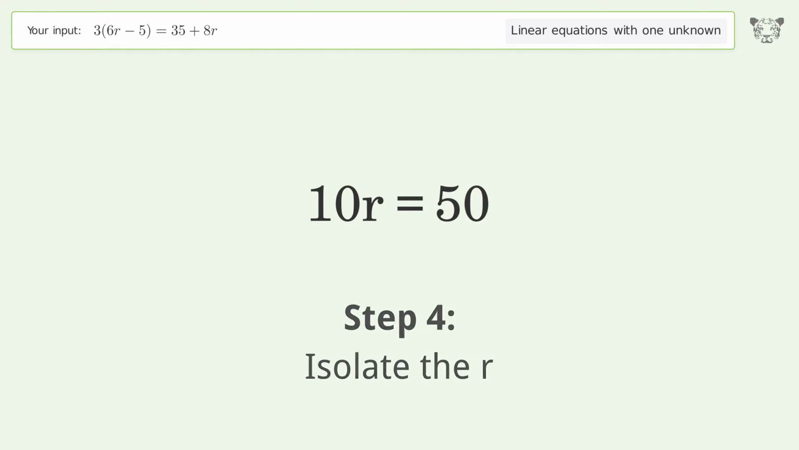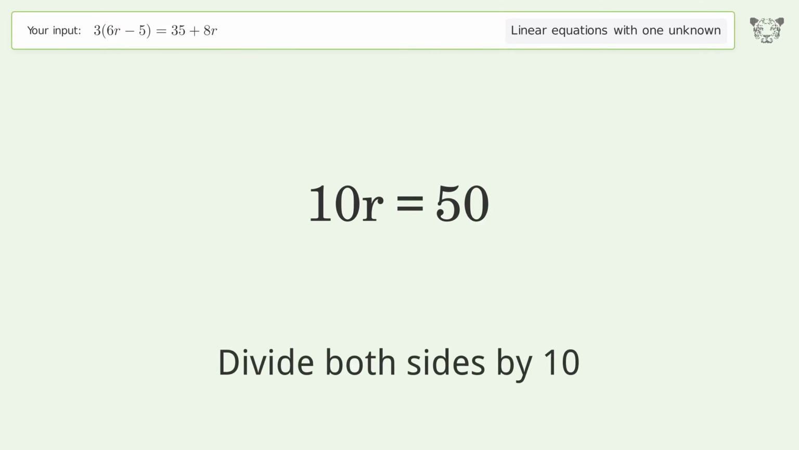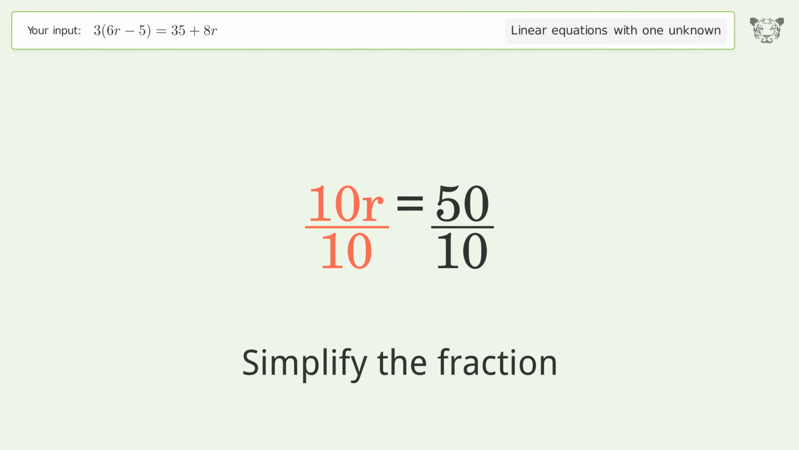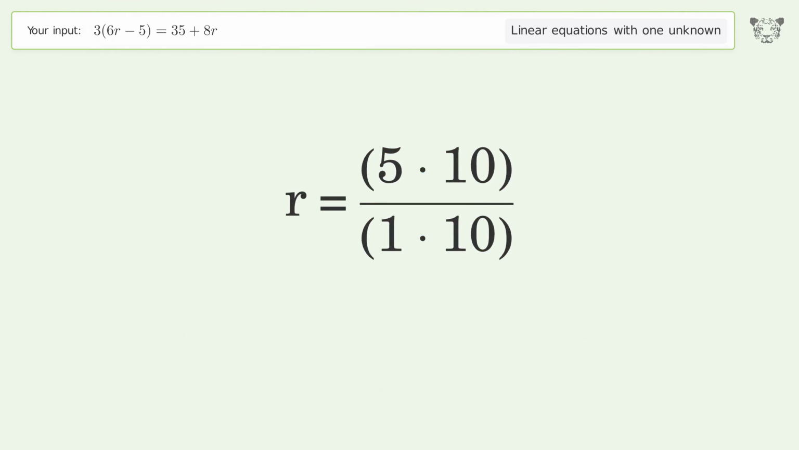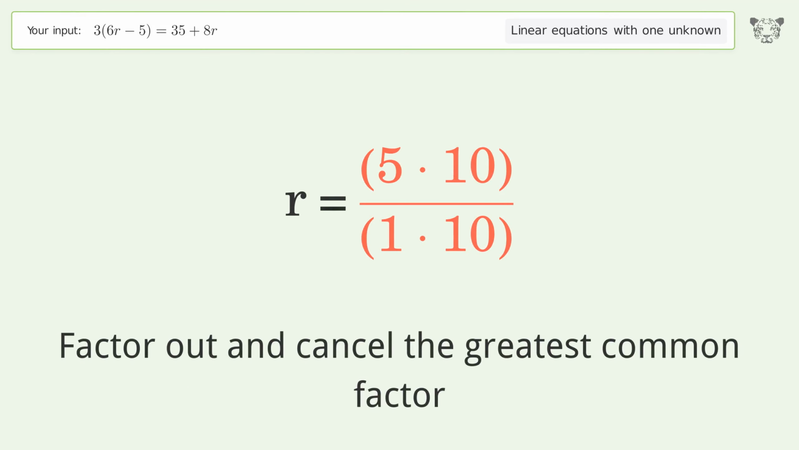Isolate the r. Divide both sides by 10. Simplify the fraction. Find the greatest common factor of the numerator and denominator. Factor out and cancel the greatest common factor.